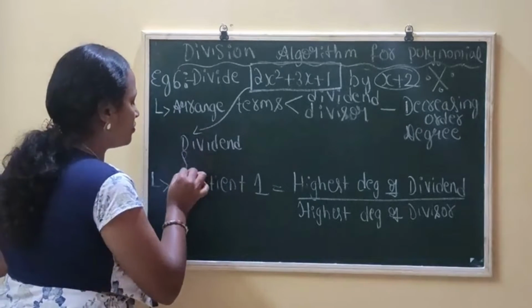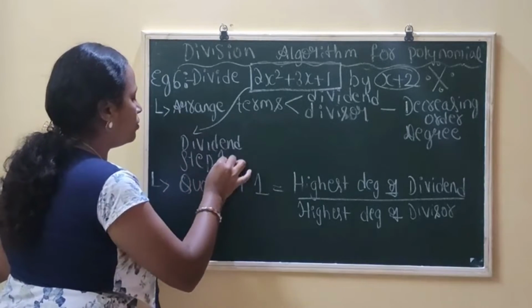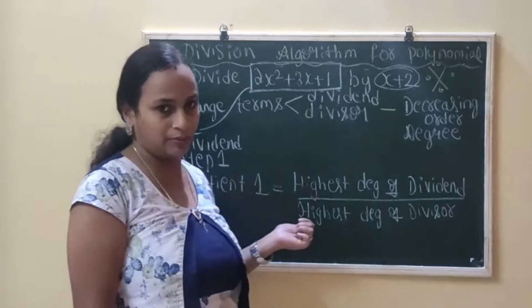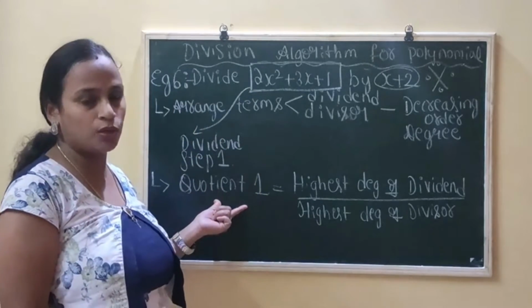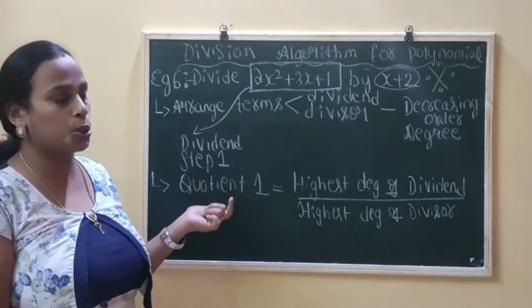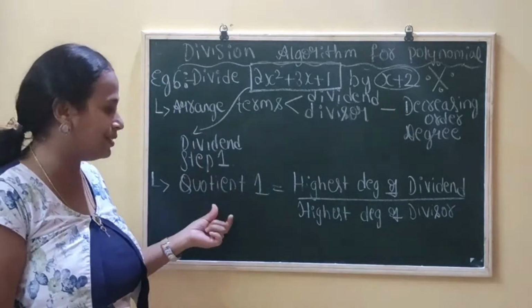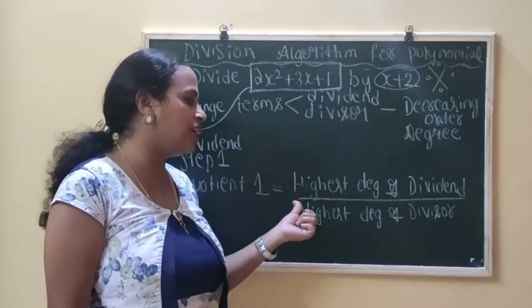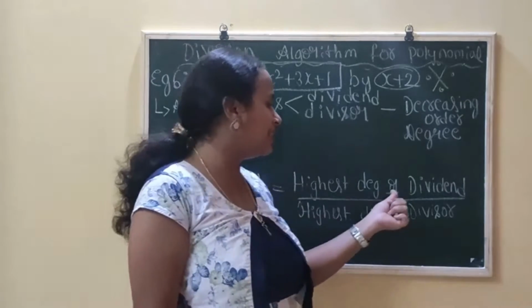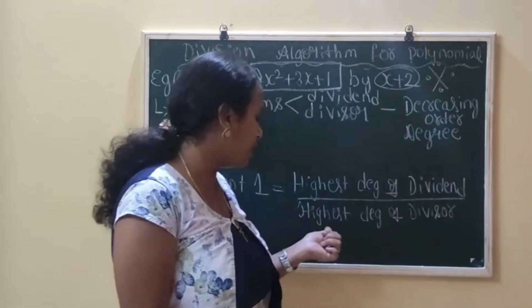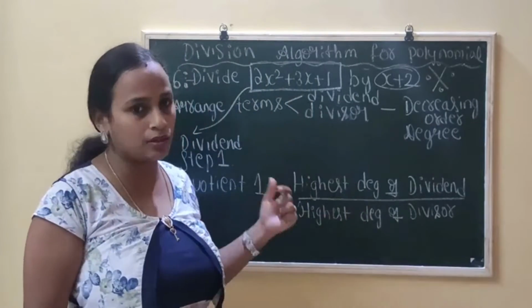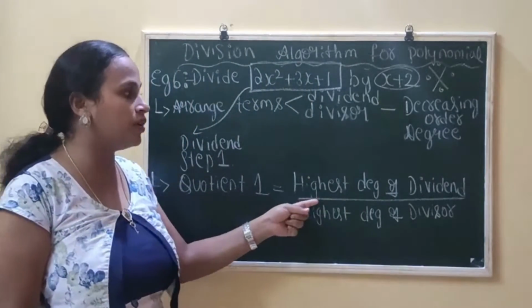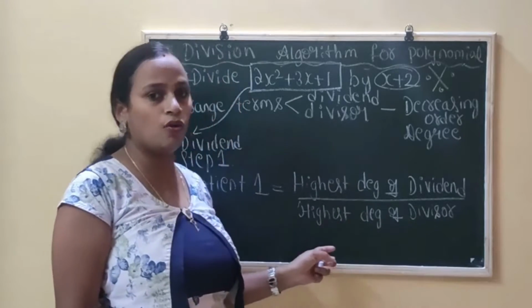What is step 1? Step 1 is to select the quotient. How do we select the quotient? Quotient 1 is the first quotient. Quotient 1 is equal to the highest degree term of the dividend divided by the highest degree term of the divisor.